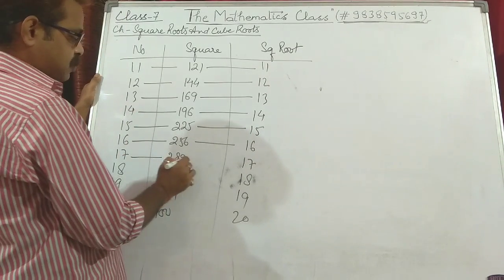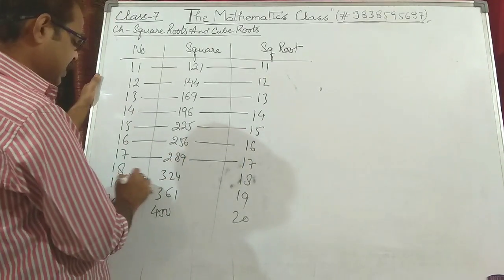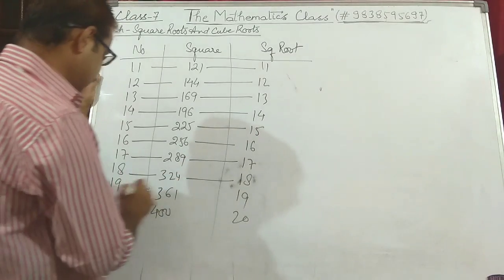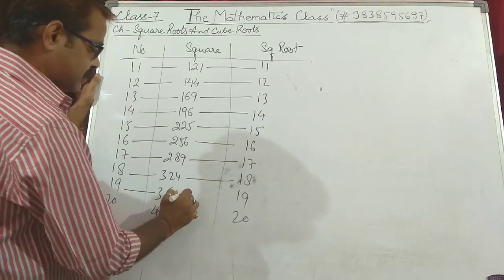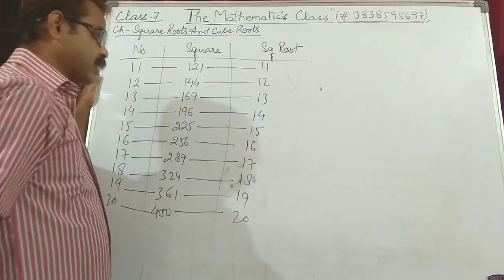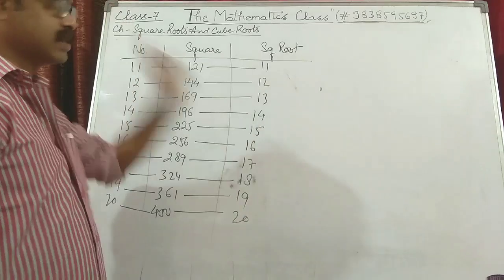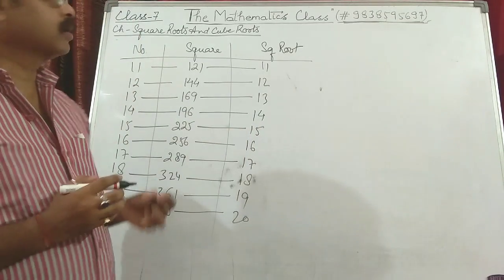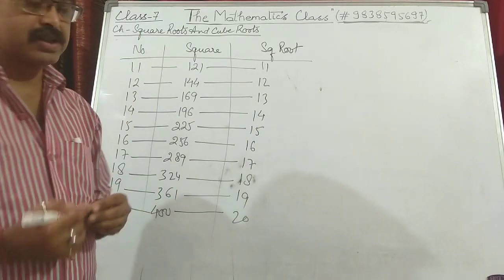17 into 17 is 289, square root is 17. 18 into 18 is 324, square root is 18. 19 into 19 is 361, square root is 19. 20 into 20 is 400 and the square root is 20. So this table has to be in your notebook and you need to memorize them.